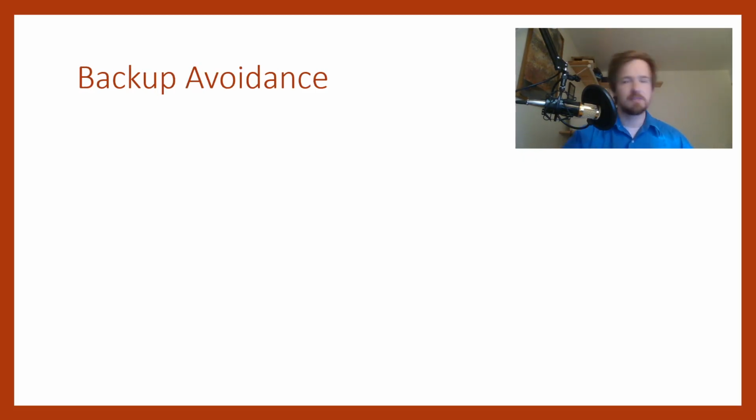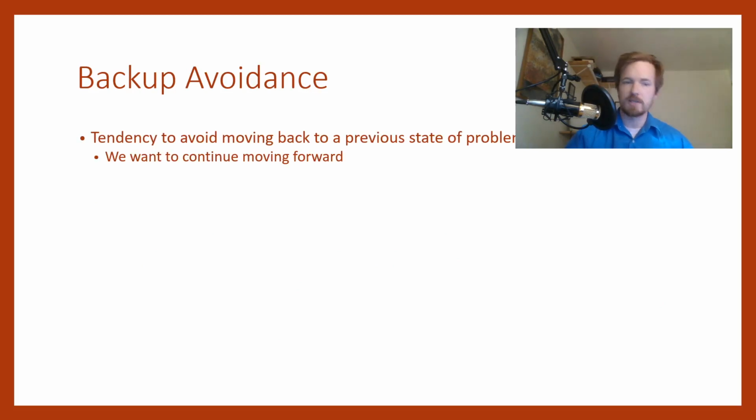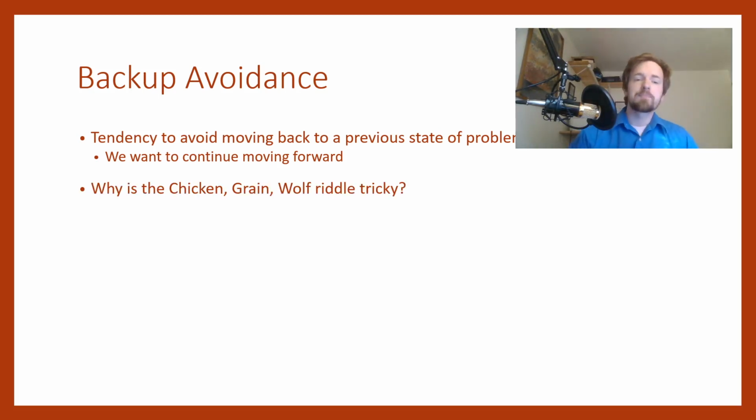So the first piece that I want to talk about is called backup avoidance. And backup avoidance is our natural tendency to move from our current state towards the goal state. We want to basically keep moving forward. We don't like the idea that we are moving backwards. So whenever we're doing backup avoidance, we want to continue moving forward and continually find ways to get us closer and closer and closer to that goal state. In that case, it's having those 3 things on the side of the river.